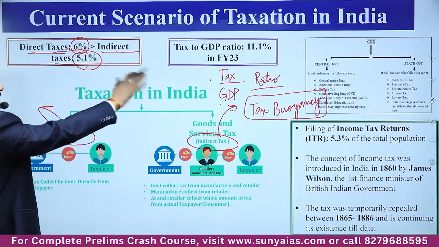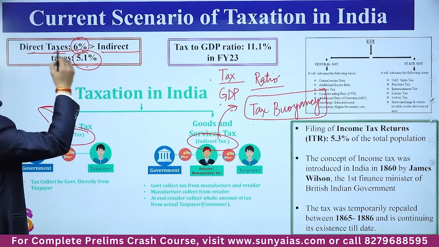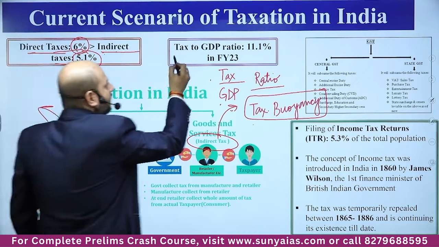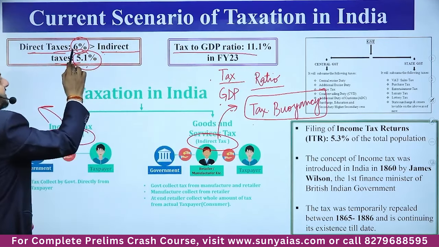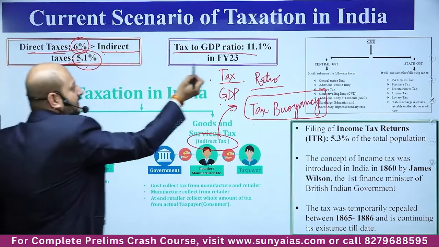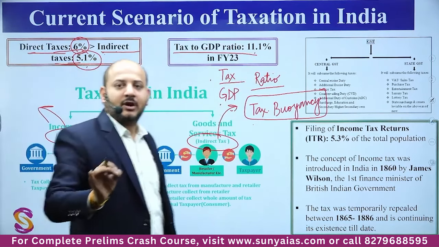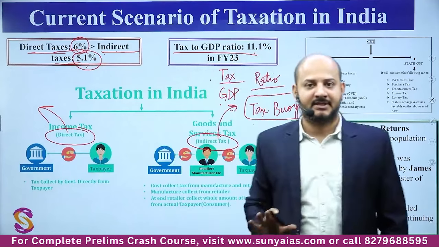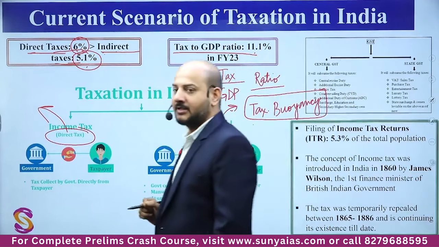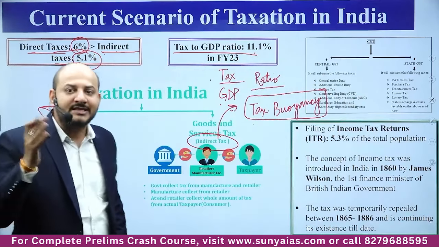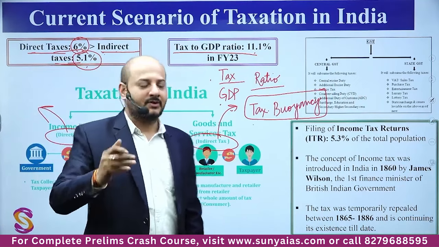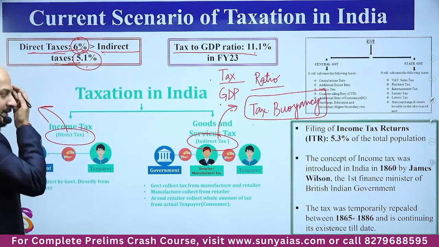First of all, let's come to the facts that direct taxes now constitute 6%, indirect taxes 5.1%. Now tax to GDP, we will add both of them. 6 plus 5.1 is equal to 11.1 with respect to our GDP. So tax to GDP ratio right now in India is 11.1%. Okay. Soon we are targeting towards 16% tax to GDP ratio. Well, we are looking at it now.